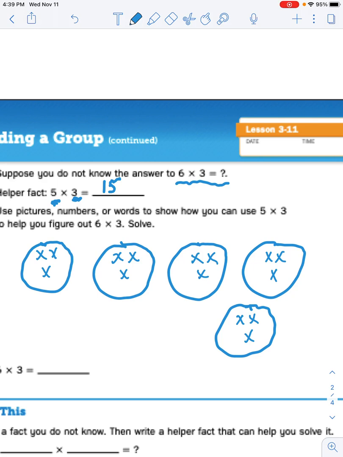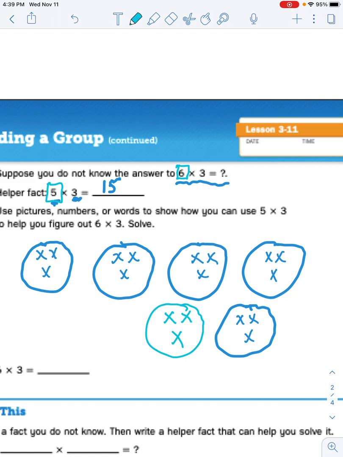Okay, so now that I have my helper fact, I know that I can just add one more group to get the answer to 6 times 3. Because remember, if you look at the numbers, you want to see what's different about those two equations. Well, I see that there's a 5 here instead of a 6. So I have to get that 5 and basically make it into a 6. And the way that you do that is by adding another group. So I'm going to add one more group with 3 in it.